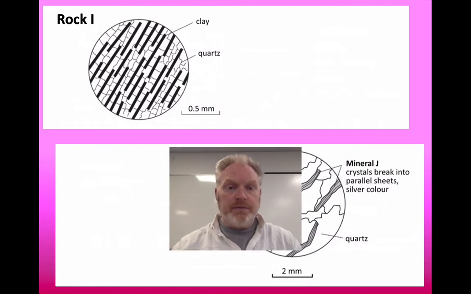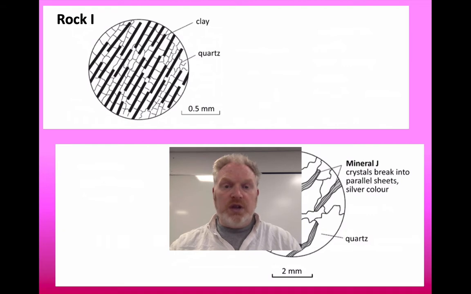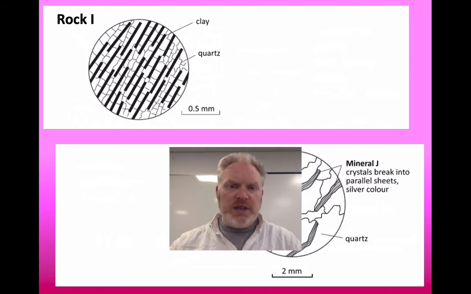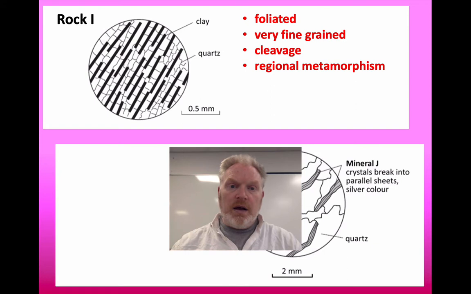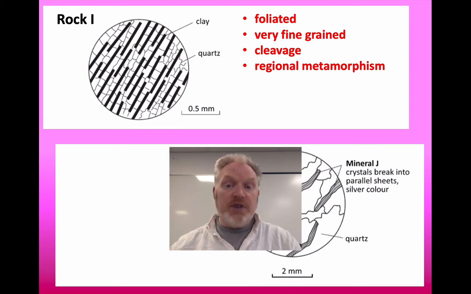Rock I then, we can see a mixture of some quartz and clay. Nothing particularly metamorphic in here, but we can see it very definitely. It's foliated. It's very, very fine grained. And this foliation then will make cleavage. So it's been formed by regional metamorphism. But because we haven't got any sort of real recrystallization going on in here, this particular rock is a slate.